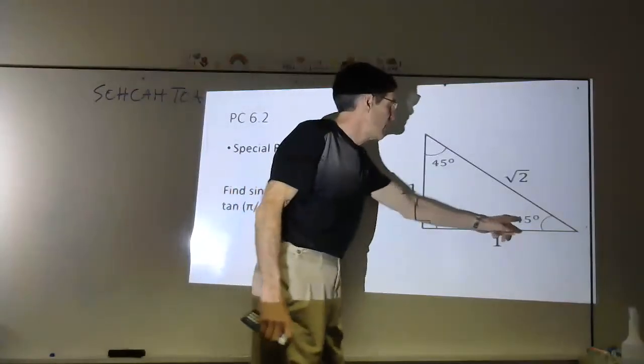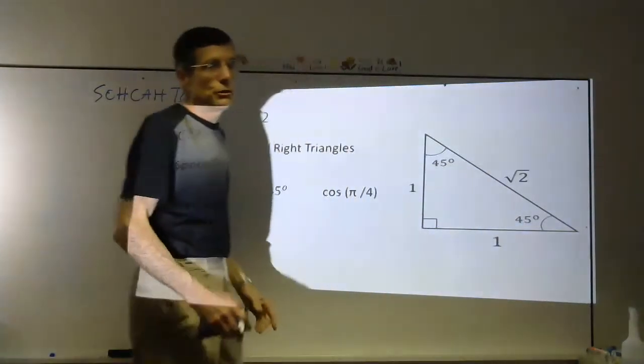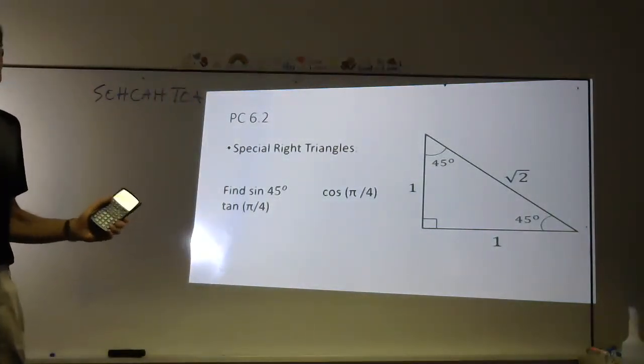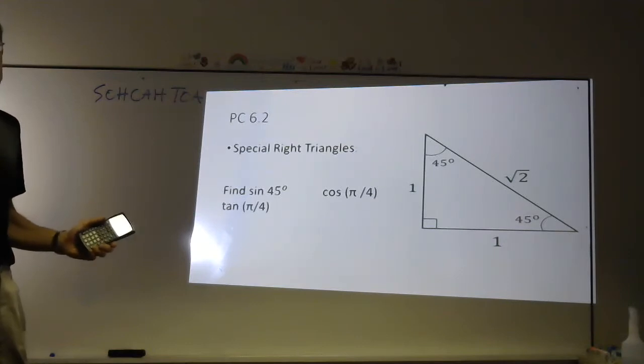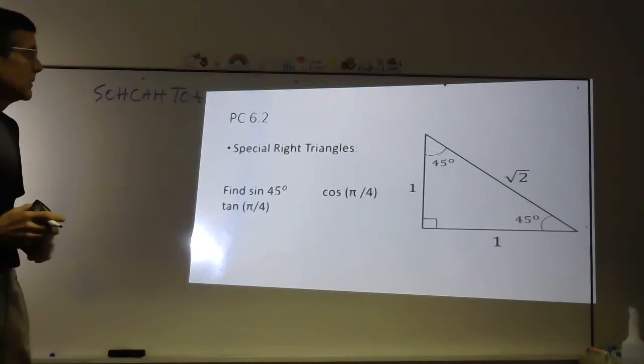The sine of 45 is opposite over hypotenuse, 1 over √2, okay? I do not get upset with a root on the bottom. You may remember from high school days, you were told to get rid of the roots on the bottom. That doesn't bother me, okay? You can leave a root on the bottom.